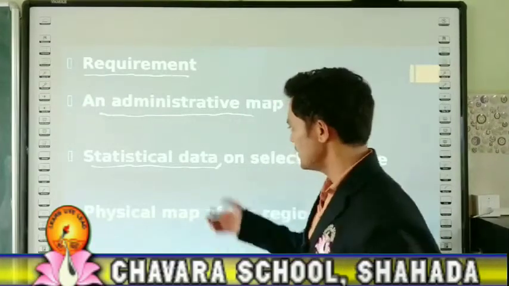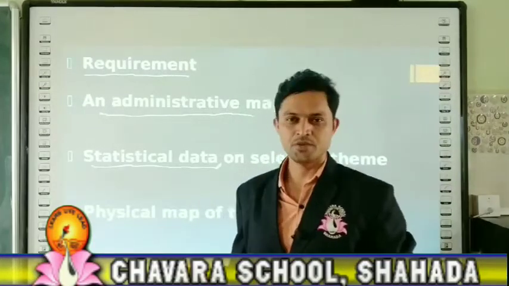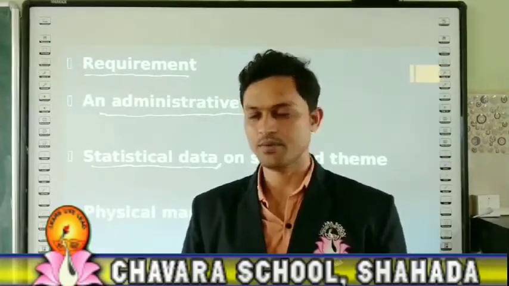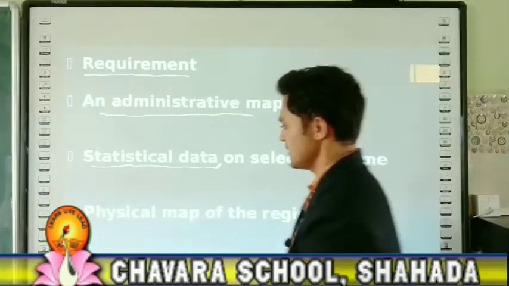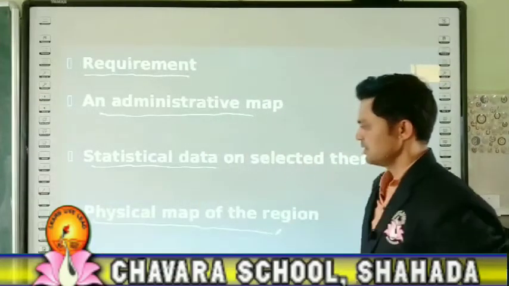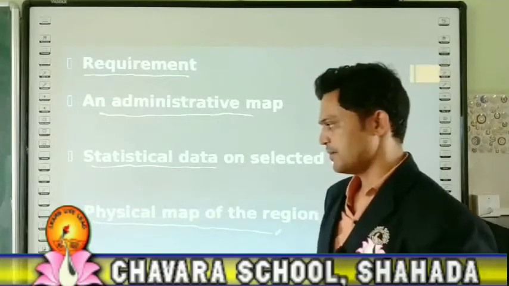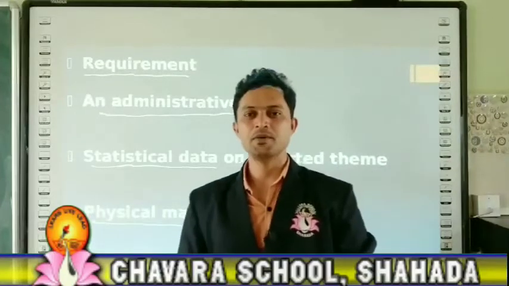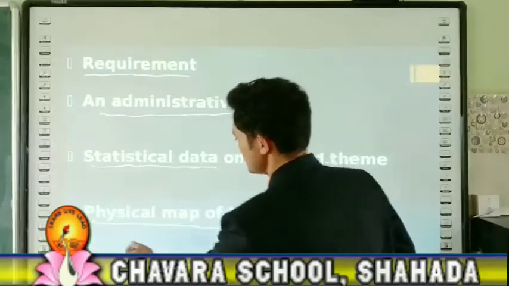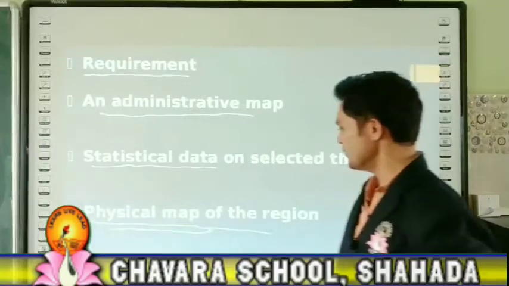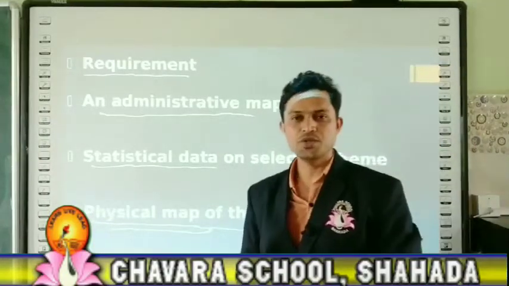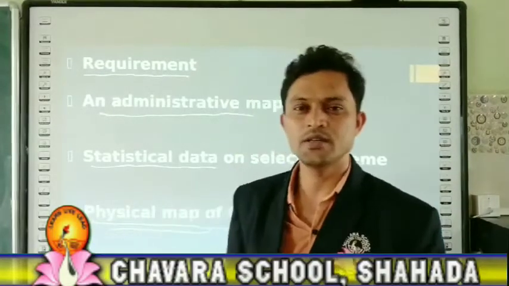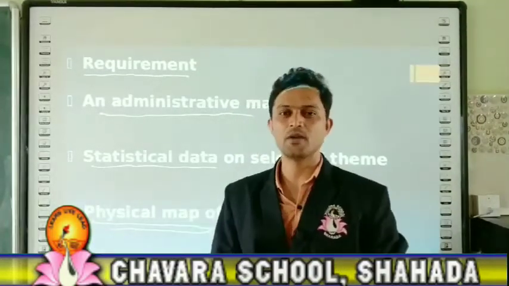And this data can be related to the population distribution, population of human beings, population of cattle, and so on. And the last thing that you need for preparing this type of map is a physical map. You may think, now we are preparing the distributional map using the dot method, so what is the need of a physical map? Let me tell you that we show the distribution of different variables here, taking into consideration the physical features of that particular region.